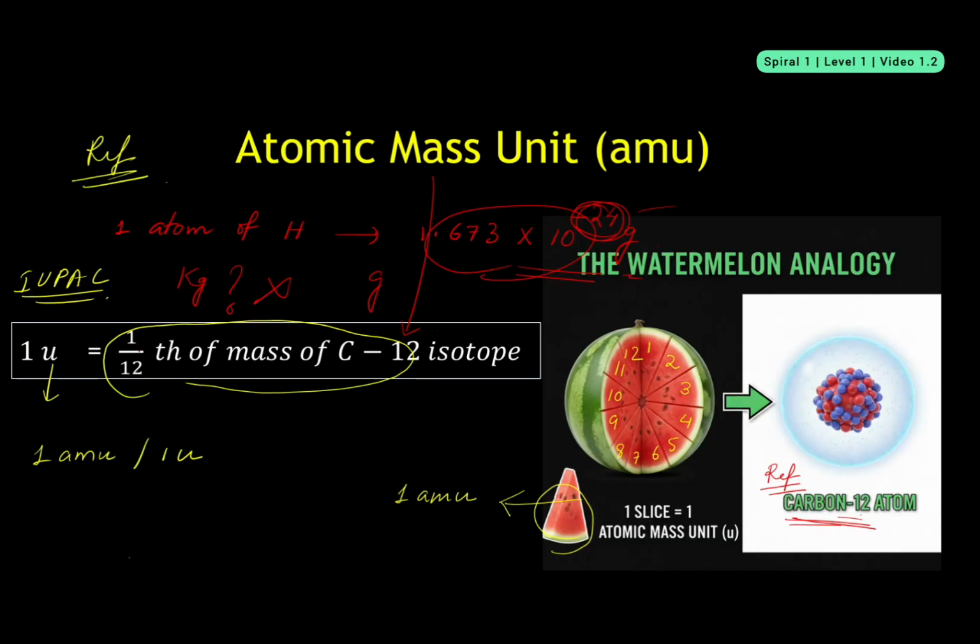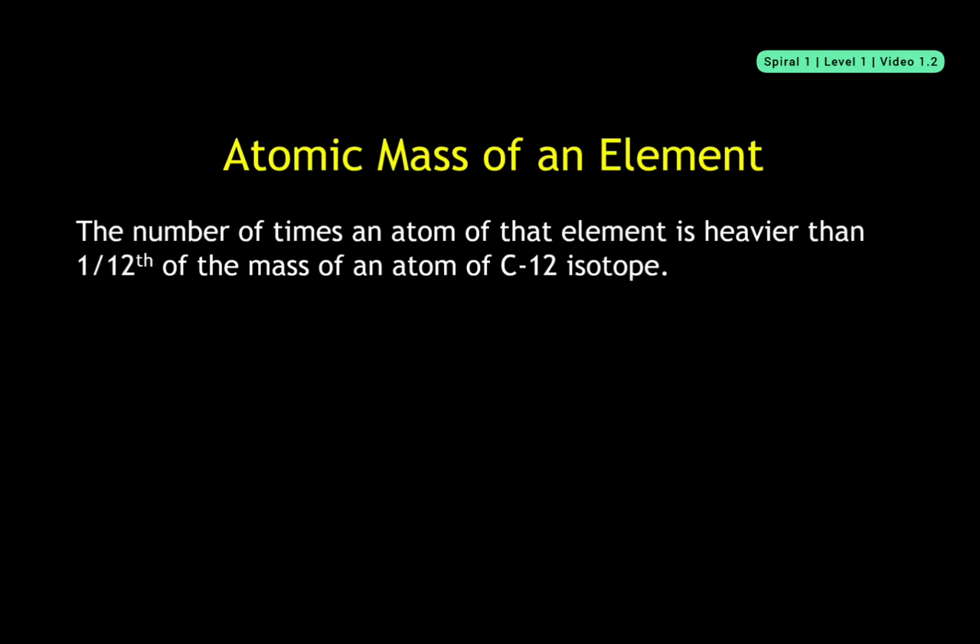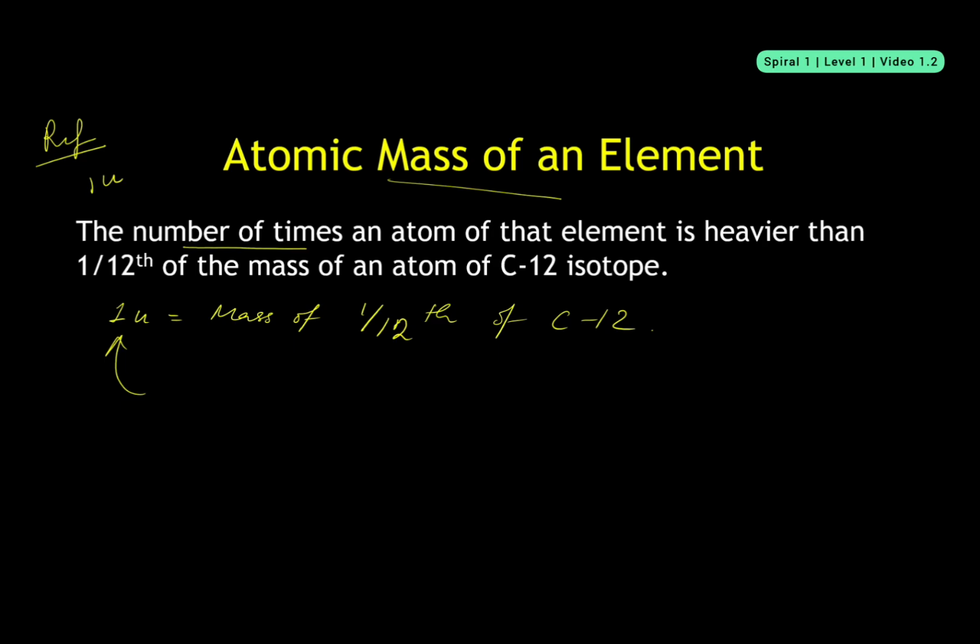Now we will see what the atomic mass of an element is. The atomic mass of an element is the number of times an atom of that element is heavier than 1/12 of the mass of an atom of carbon 12. Now that we have fixed a reference, we know what 1 U is. Now we need to know the atomic masses of the elements. 1 U is whatever is the mass of 1/12 of carbon 12. So how many times your atom is to this particular mass is the atomic mass of any given element. Let's see the example, then it will become even more clear for you.